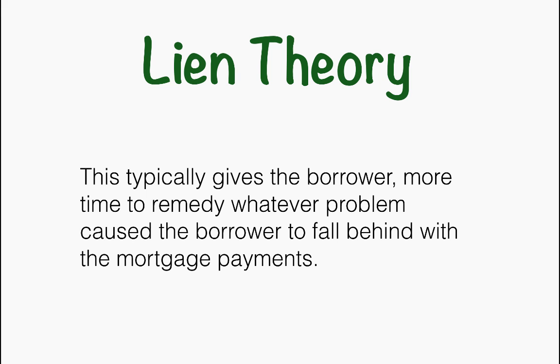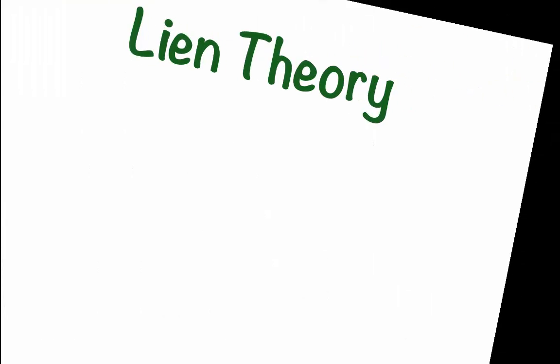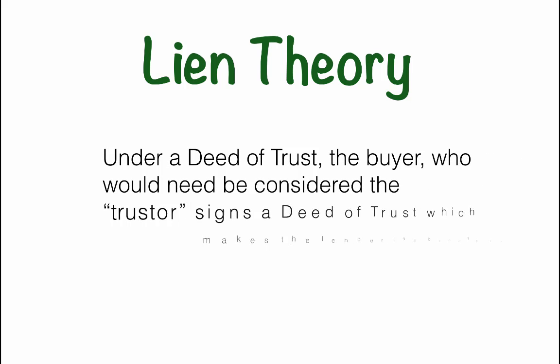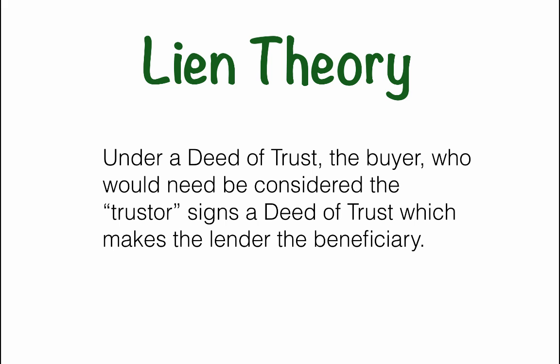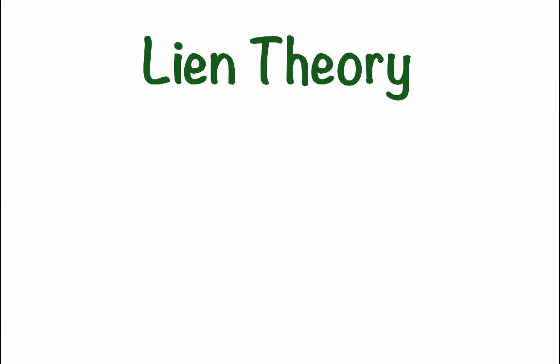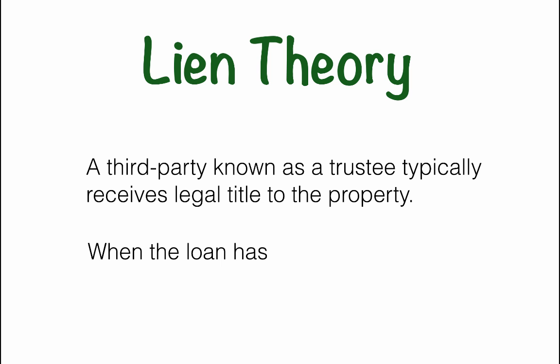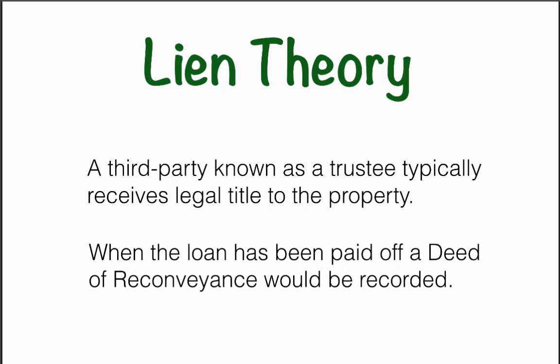Non-judicial foreclosures can occur in states that are lien theory as well. For example, California is a lien theory state, but it allows for a non-judicial foreclosure because it recognizes deeds of trust. Under deed of trust, the buyer, who would be considered the trustor, signs a deed of trust which makes the lender the beneficiary. A third party known as a trustee typically receives legal title to the property with the power to foreclose on the buyer if there is default. The buyer owns the property and has all the rights of ownership and possession, subject only to the condition of the deed of trust. When the loan has been paid off, a deed of reconveyance would be recorded. The deed of reconveyance removes the lender's interest in the property.